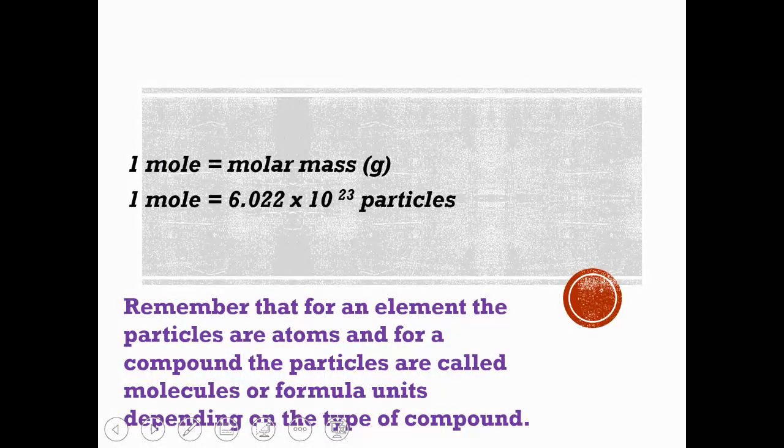So yesterday we established the fact that a mole is equal to 6.022 times 10 to the 23rd particles. That is Avogadro's number. What we call the particles depends on what it is. If it's an element, we call the particles atoms. If it's a compound, we're going to call them molecules or formula units, depending on what type of compound it is.